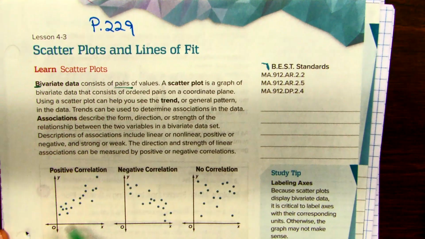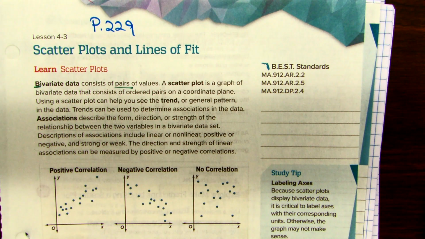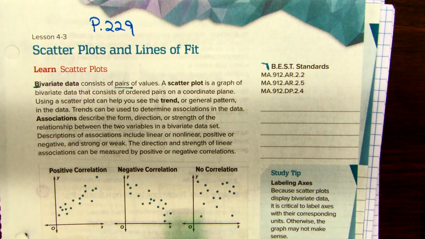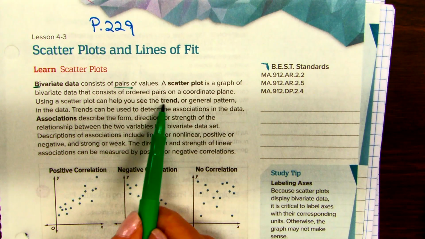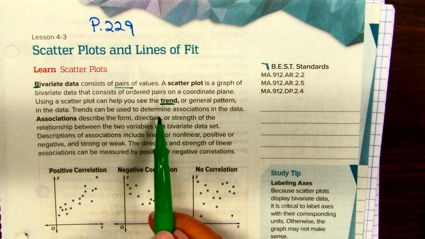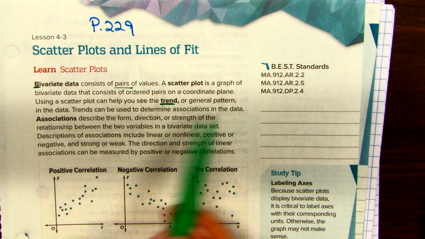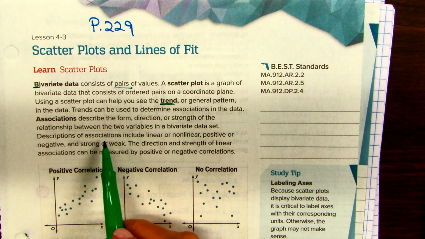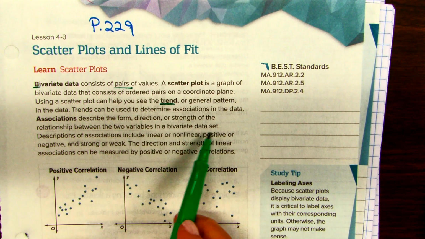Let's jump ahead and look at these 3 graphs. Those are scatter plots. They're all just points graphed on a coordinate plane. And notice they're not connected with any kind of smooth line. They're just all these points, okay? Using a scatter plot can help you see the trend or general pattern in the data. Trends can be used to determine associations in the data. Associations describe the form, direction, and strength of the relationship between the 2 variables in a bivariate data set.